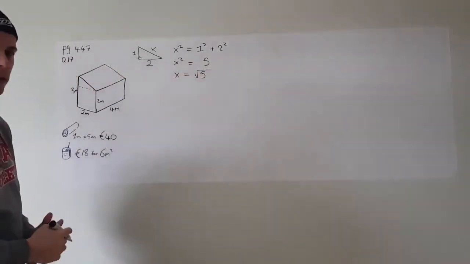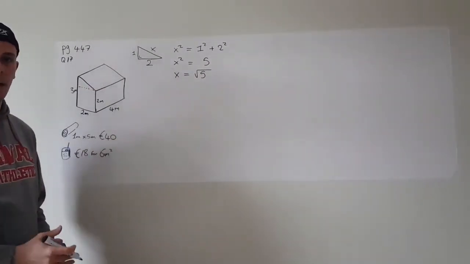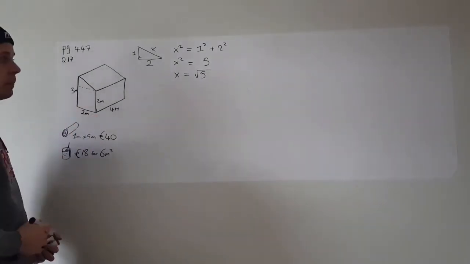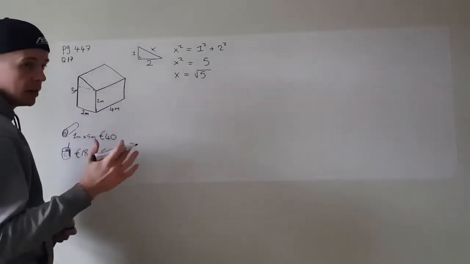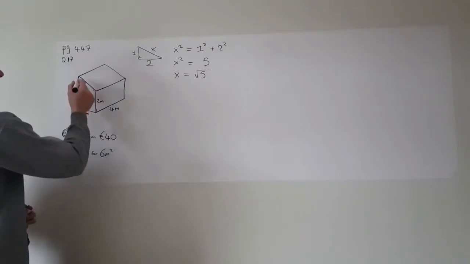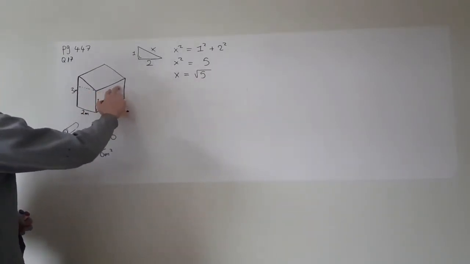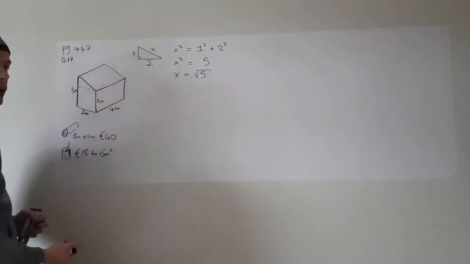Alright, I'm just going to leave it as the square root of 5 rather than working it out in decimal form for when I'm working out the area. For the time being, I now have this diagonal, which is the square root of 5. I know that the length of the roof is 4 meters, so can I work out the area?